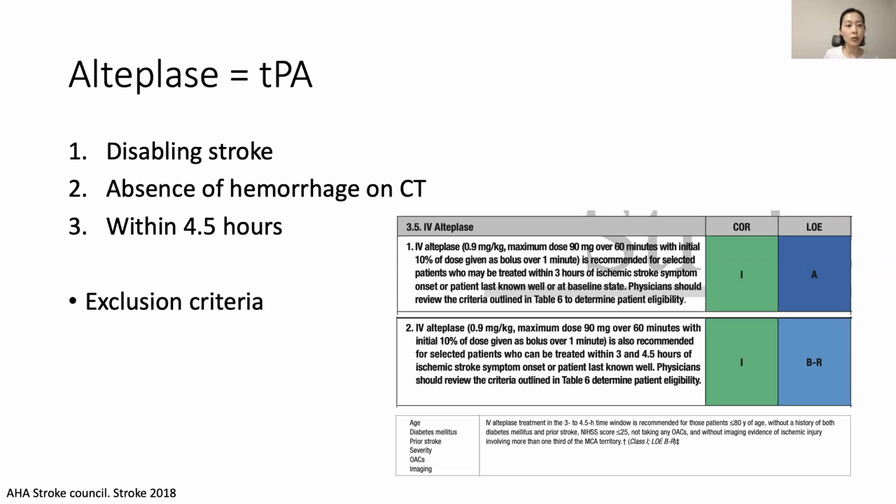There's inclusion and exclusion criteria, obviously, for this medication. Inclusion is you have to start with a disabling stroke. So if you have a really, really mild stroke, like numbness in a finger or something, you don't want to take the risk of giving TPA for the benefit of reversing that. But if you have a disabling stroke, then that's when you want to give TPA. You need to establish that there is no hemorrhage on CT and you have to be within 4.5 hours.